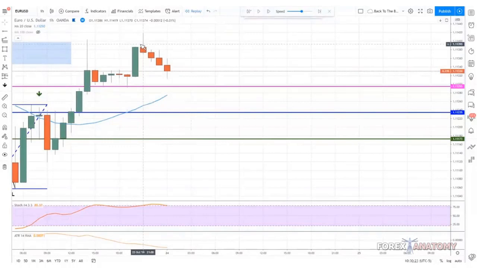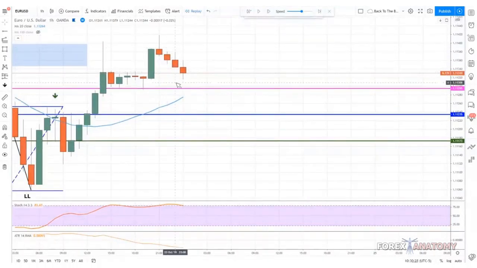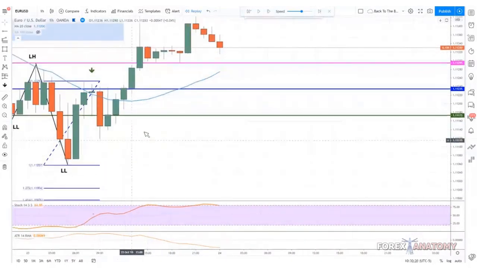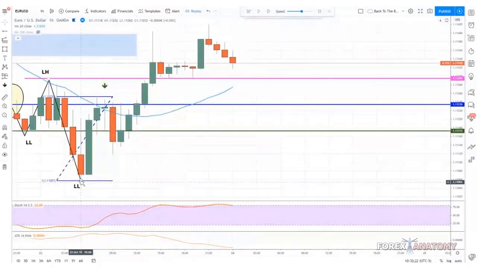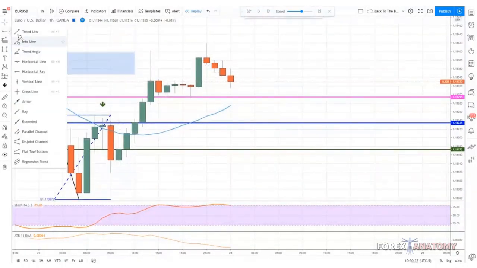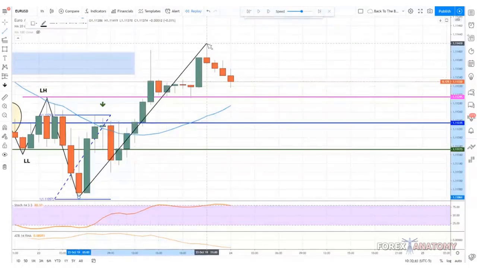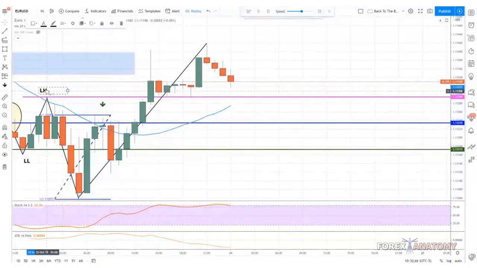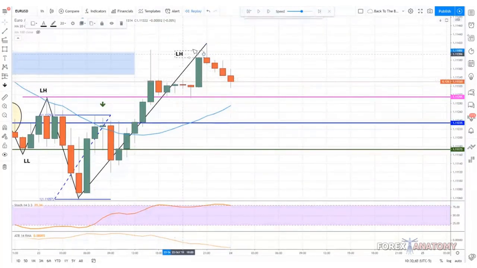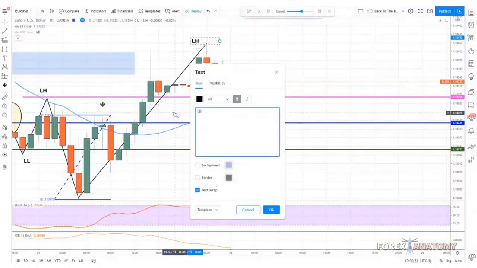Okay, so now we can consider this the higher high right here on this high, because now we have two red bearish candles, which represents the pullback. So what we can do from here is draw a line from here all the way up to here. Right? And right now we have a higher high. Why? Because we saw price violate and break and close above this high. So now we have a higher high, right?